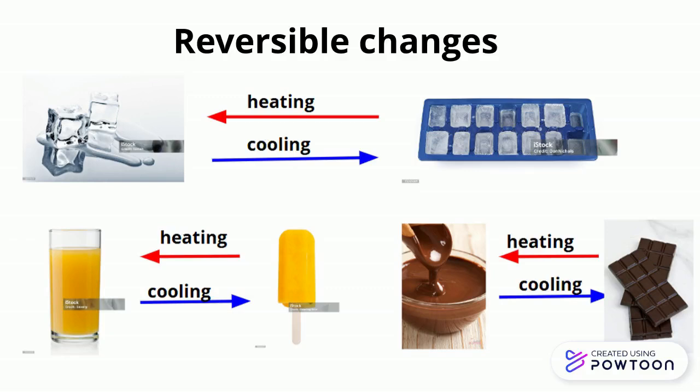The same will go for a fruit popsicle that can turn into juice and vice versa. There's also the example of melting chocolate, and just like the ice and popsicle, it can be cooled and turned into a chocolate bar that can be eaten.